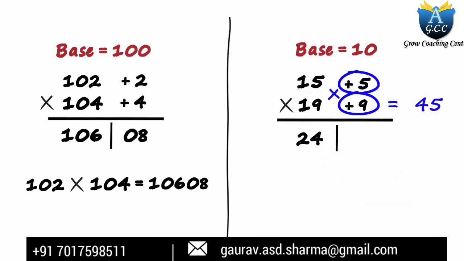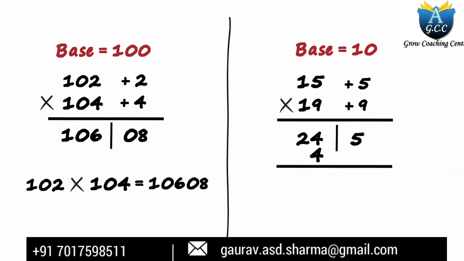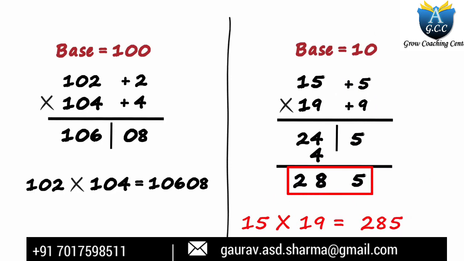But as the number of zeros in the base is 1, we can have just one digit on the right. The 4 of 45 has to be carried over. We write 5 like this and then we add 4 to 24, which gives 28. 15 times 19 is 285.